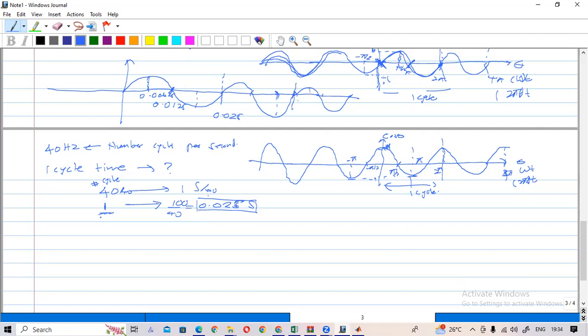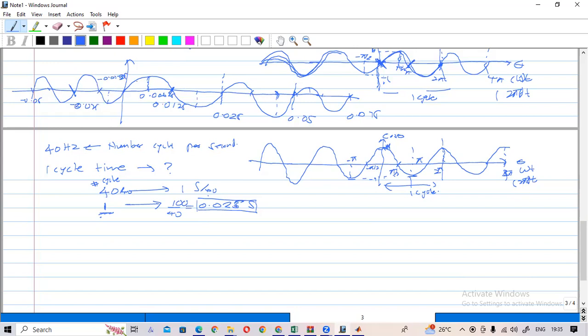So this time is the second, 0.05. This time will be 0.075. And minus values also you can mark. So this is again one cycle, now it is a minus value. The one cycle time is 0.025, so this will be minus 0.025. This will be minus 0.05, and so on. This point also you can find, that will be minus 0.0125. This one also you can find, half of this one again. So you can find all the time values.